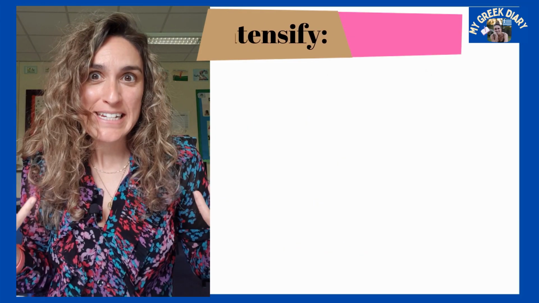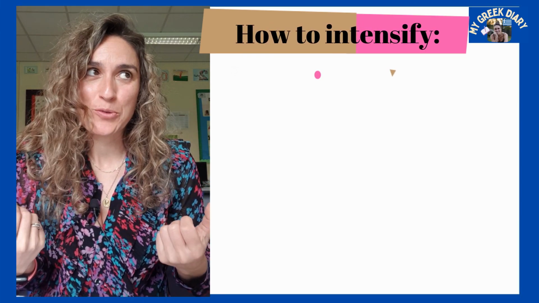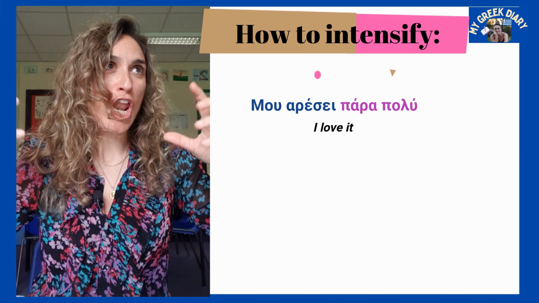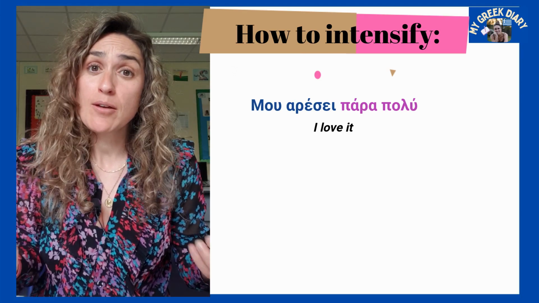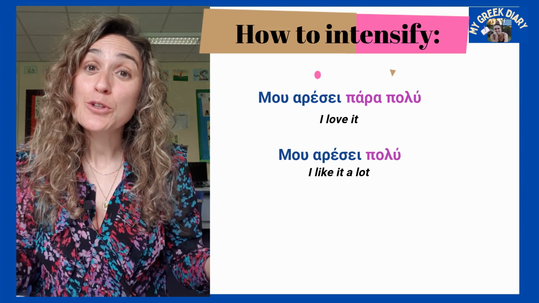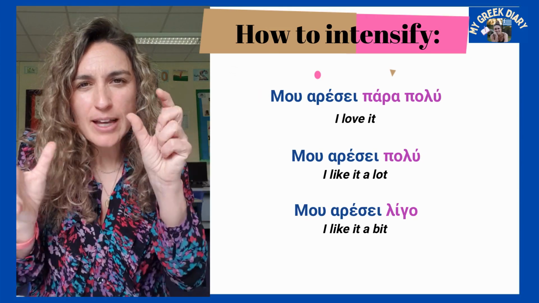Ways to intensify when we want to say μου αρέσει. You could say μου αρέσει πάρα πολύ, which is I love it. You could say μου αρέσει πολύ. I like it a lot. You could also say μου αρέσει λίγο. Like I like it a bit.